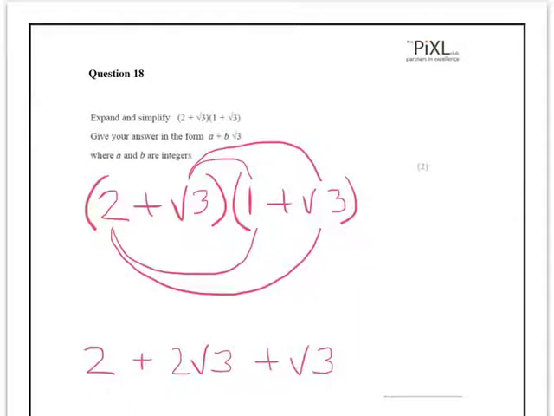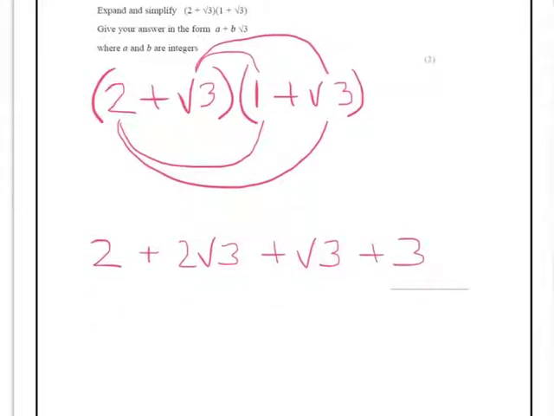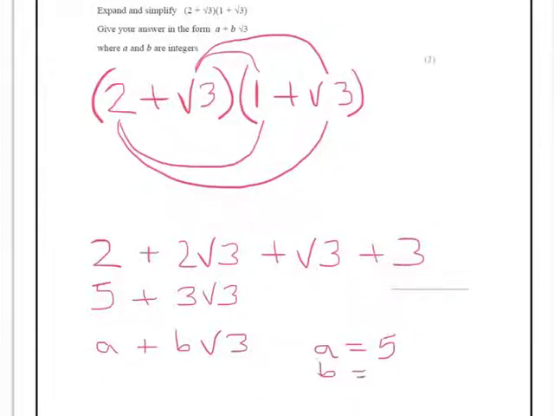Well, when you have a root times a root, that becomes root 3 squared, and the square and a root cancel out, making it just 3. Okay, so we need to just simplify this up a little bit. 2 plus 3 is 5. Just looking at the other terms, 2 root 3 and root 3 is just going to be 3 root 3. It's a bit like simplifying algebra. There's 2 lots of root 3 and there's 1 lot of root 3, which means there's 3 lots altogether. So this is in the form a plus b root 3, where a equals 5 and b equals 3. That's it.